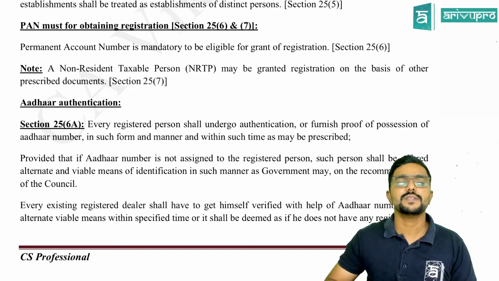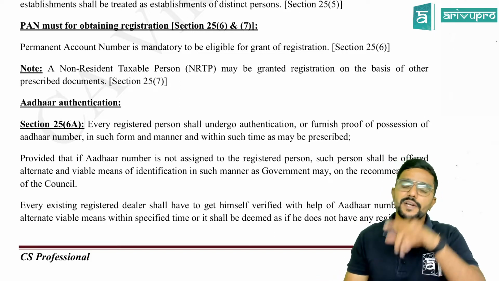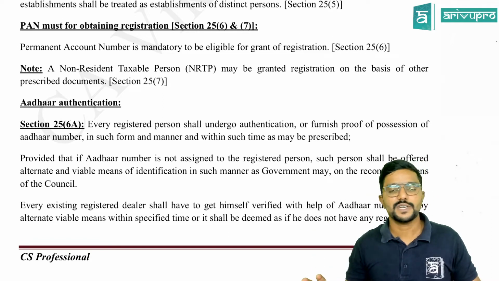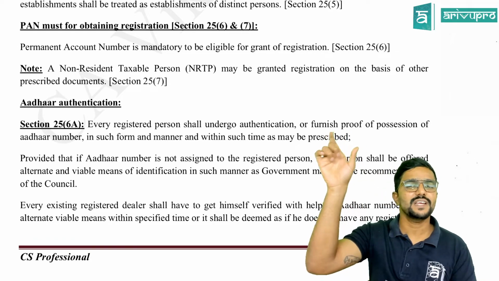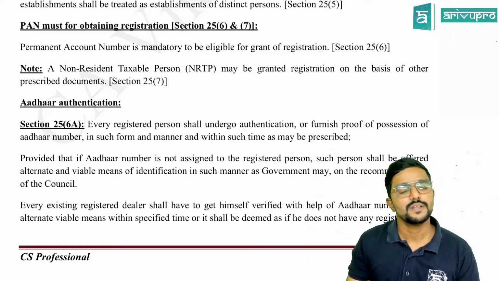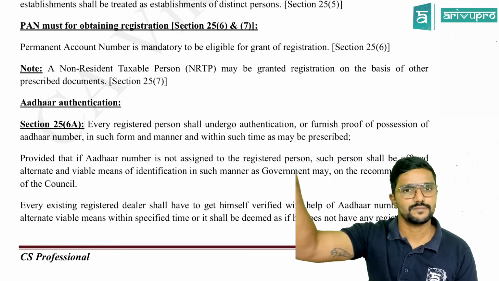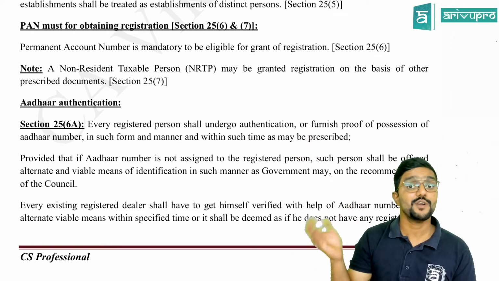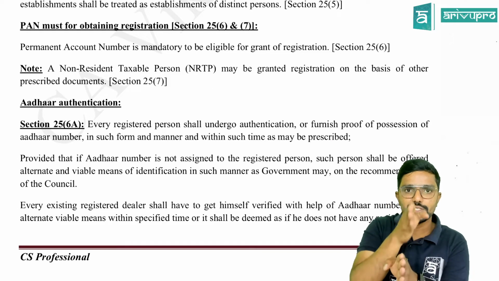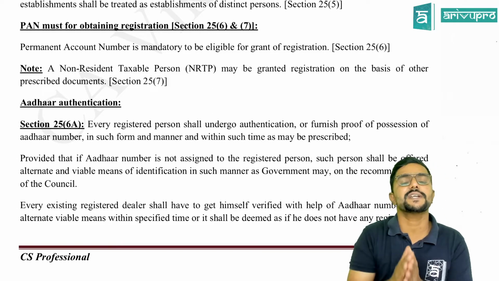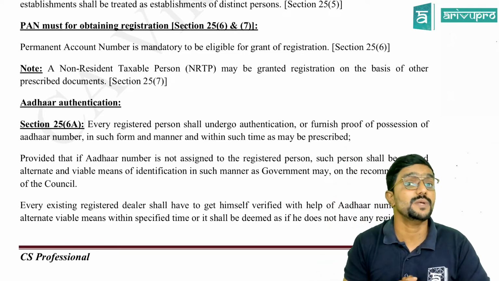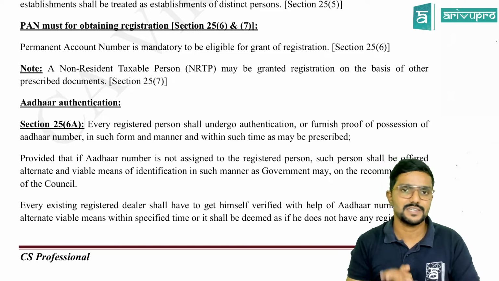So before the introduction of this section, if you have already obtained the registration, then you have to give your Aadhaar to the department. Means on your GST profile in the GST portal, that is gst.gov.in, you have to quote your Aadhaar. You have to just give your Aadhaar number. If you had already taken registration under GST before this section came into the picture, you have to give your Aadhaar. If not, your registration will become invalid. Okay, that is what they told.